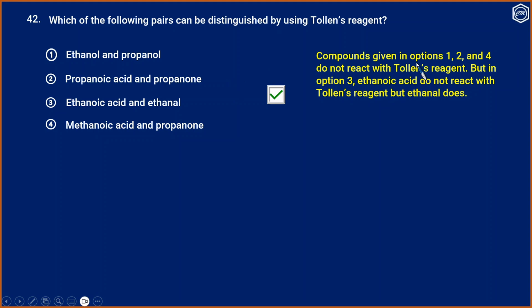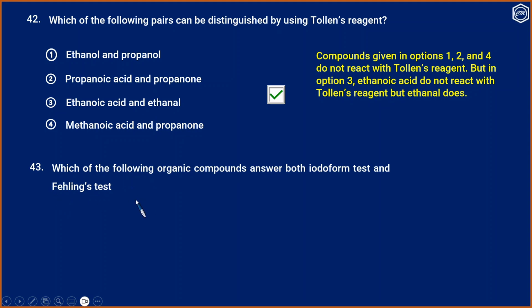Compounds given in options 1, 2 and 4 do not react with the reagent. But in option 3, ethanoic acid does not react with the reagent, but ethanol does. So we can distinguish ethanoic acid and ethanol using this test.